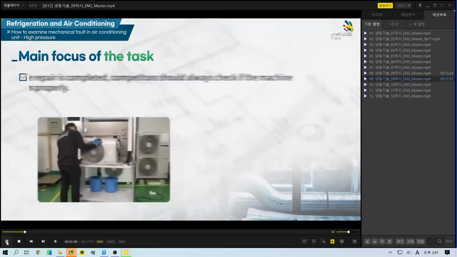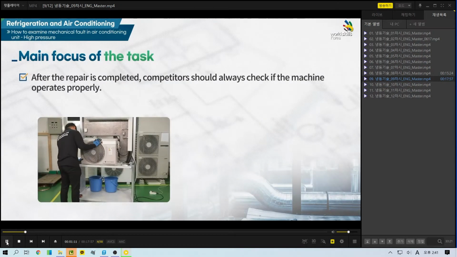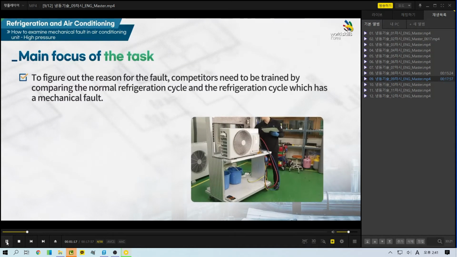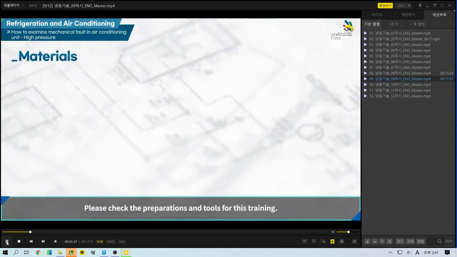Fifth, after the repair is completed, competitors should always check if the machine operates properly. Sixth, to figure out the reason for the fault, it is necessary to train workers by comparing the normal refrigeration cycle and the refrigeration cycle which has a mechanical fault. Please check the preparations and tools for this training.